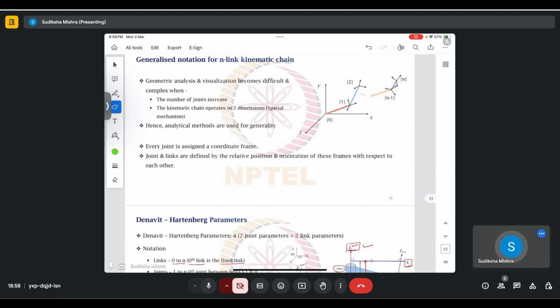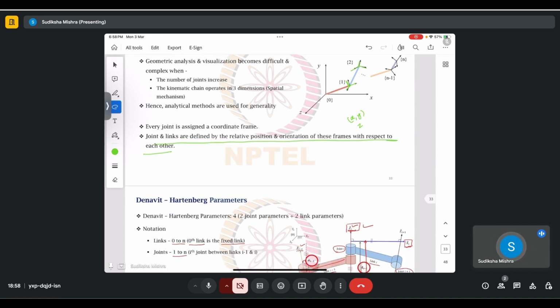One such generality is that every joint is assigned a coordinate frame. So if this is a joint, depending upon how it is acting, the coordinate frame is assigned, and this is also assigned a coordinate frame, wherein the assumption is that everything is operating in xy, whereas the joint is moving along z. So the rotation of the joint is about z. And joints and links are defined by the relative position and orientation of these frames with respect to each other.